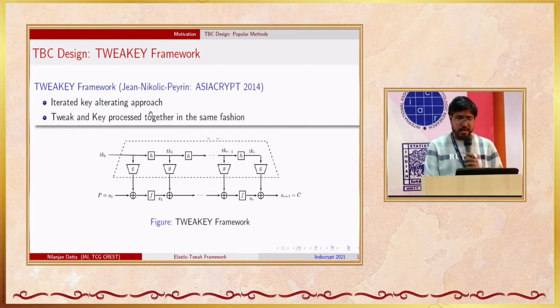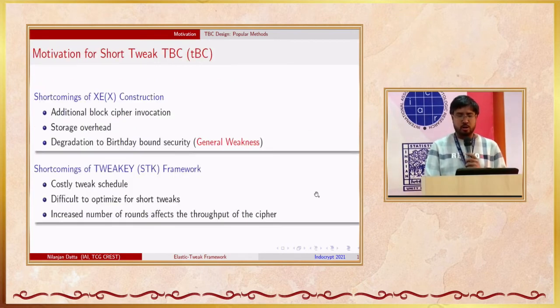The second framework we have for TBC design is the Tweakey framework. It uses an iterated key-alternating approach, and here the tweak and the key are processed together. That defines this TK, which consists of the tweak and the key, and you apply some linear functions on this to update it, and again you apply some linear function on each of the updated values, and you inject it into the state to define the ciphertext. So this is another framework. These are the basic popular frameworks for TBC design.